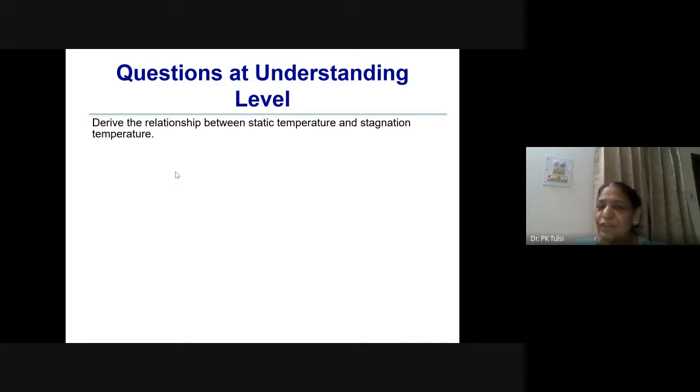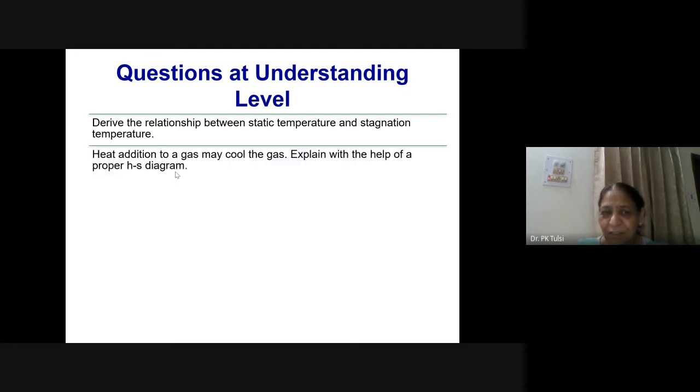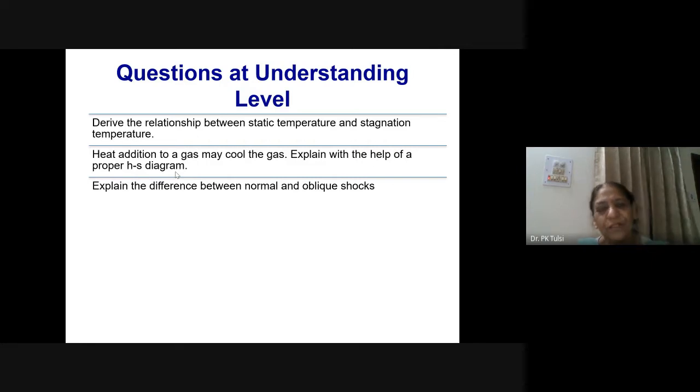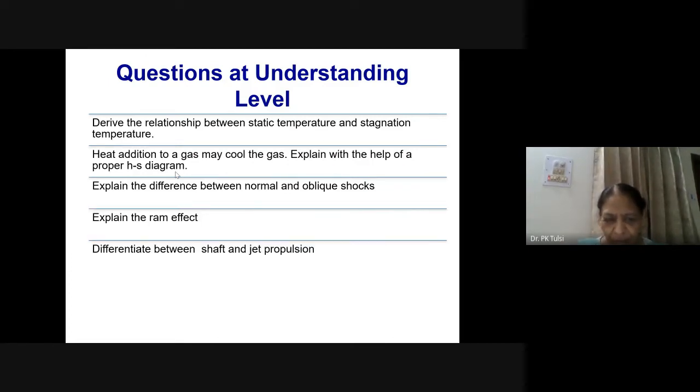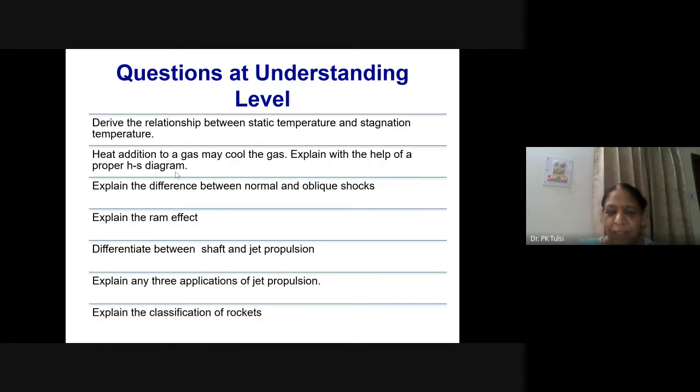Understanding: derive the relationship between static temperature and stagnation. Then, heat addition to a gas may cool the gas; explain with the help of a proper HS diagram, right? Then explain the difference, or simply differentiate between normal and oblique shocks. Few examples: RAM effect, differentiate, explain the classification, right? So you can see as we are simply taking the learning outcomes and inputting a question to the learner in the question paper.